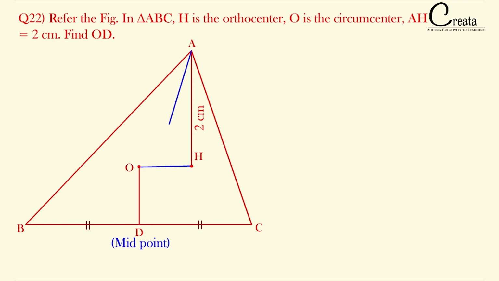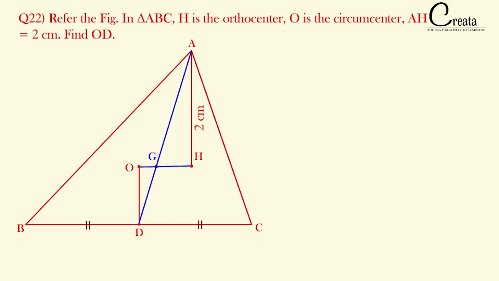Let's join A with D. AD is a line segment joining the vertex with the midpoint of the opposite side. What is the line segment that joins the vertex with the midpoint of the opposite side? It is a median. So AD is a median. We know the median passes through the centroid, or the centroid is the intersection point of the three medians. So the centroid, that is the point G, is at this point. The centroid lies on the median, as well as on the Euler line. So this point will be point G.